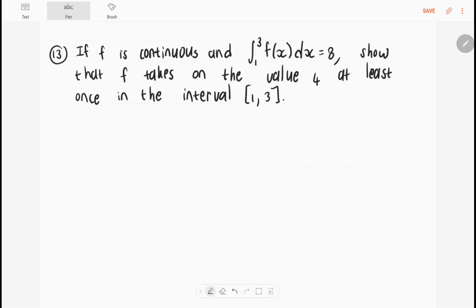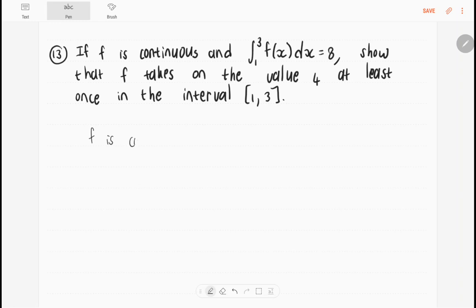Next we have number 13. It says if f is continuous and the integral from 1 to 3 of f of x dx is 8, show that f takes on the value 4 at least once in the closed interval from 1 to 3. Well, since f is continuous, we can say by the mean value theorem, so let's just write that down.